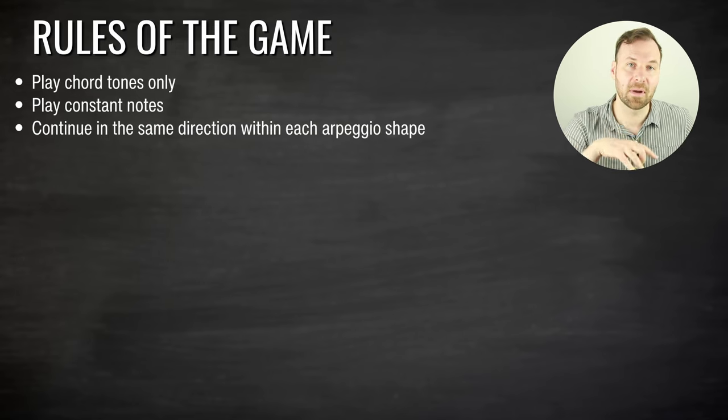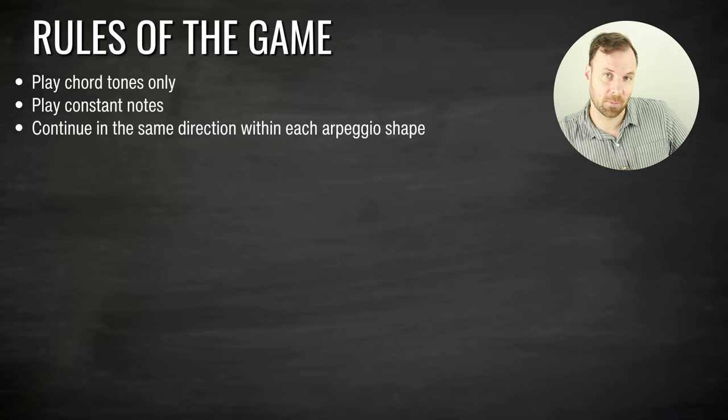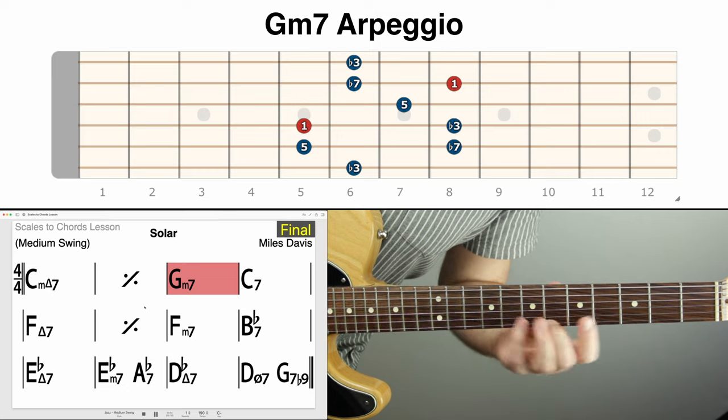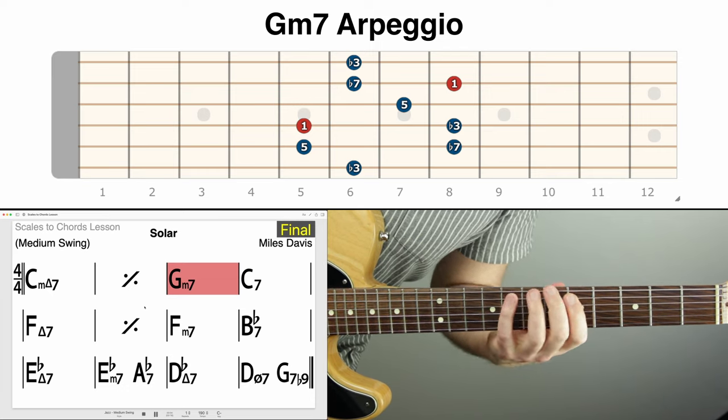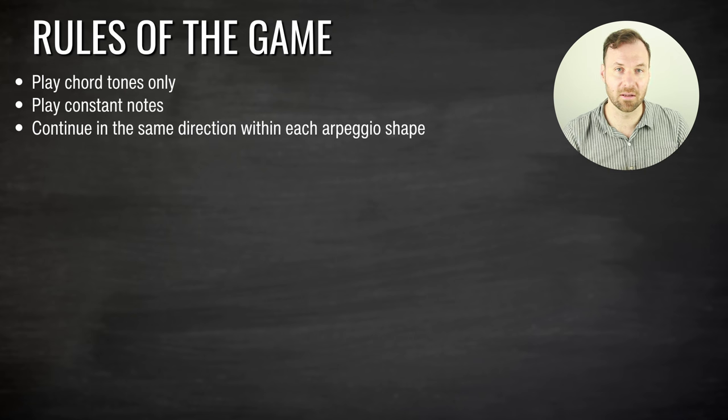Next rule, by default, we're continuing in the same direction, up in our position and then back down when we get to the edge. So if I'm going up this G minor 7 arpeggio shape, once I get to the top, I turn back around. When I get to the bottom, you turn back around and the chords are changing within that. But in general, you're going one direction at a time, except for when we resolve backwards. We are going to often resolve backwards and then keep going the direction that we were going.